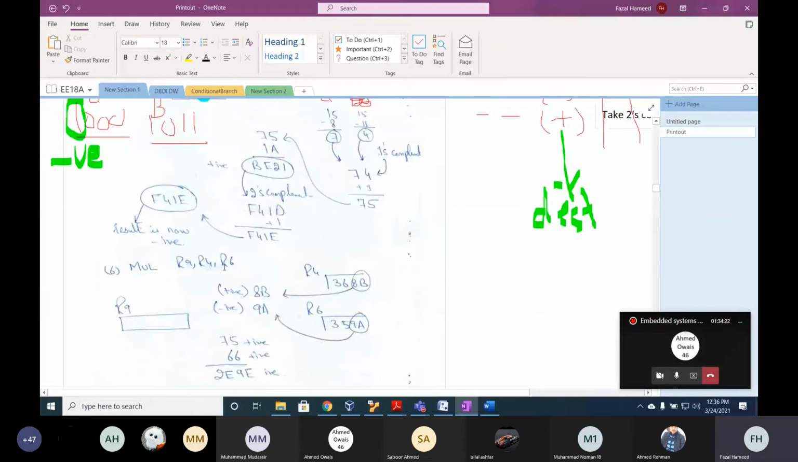I have given this example. Please go through these examples, and if there are any discrepancies, let me know. Okay?